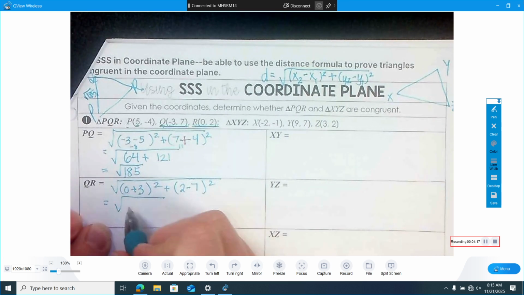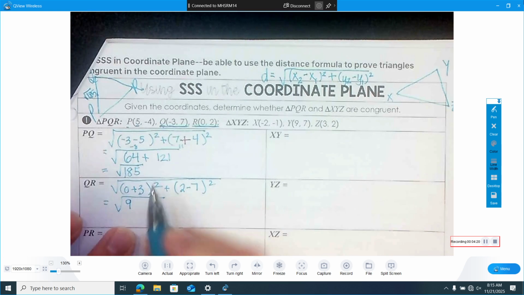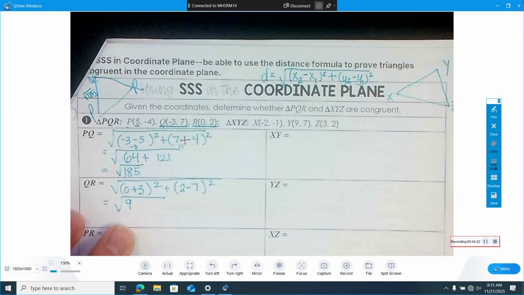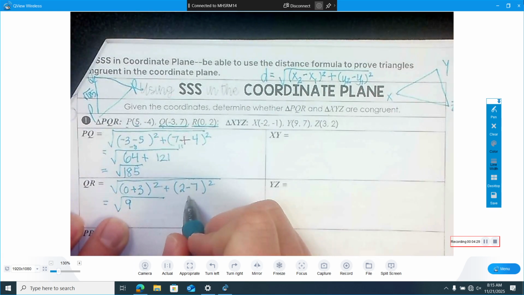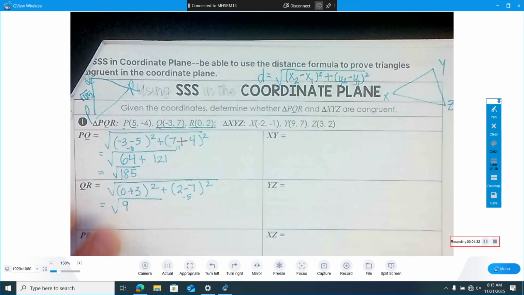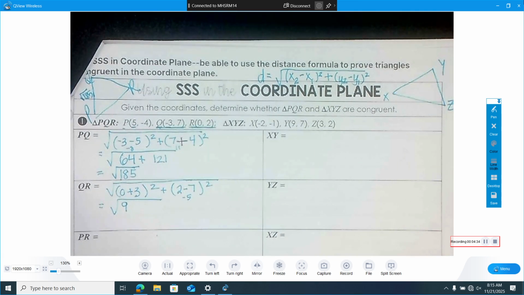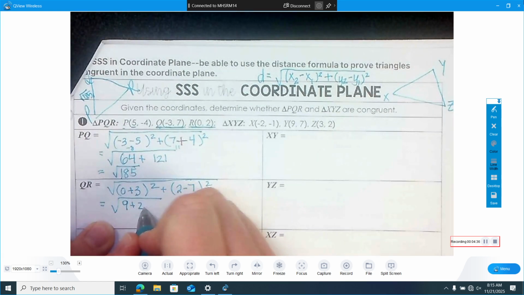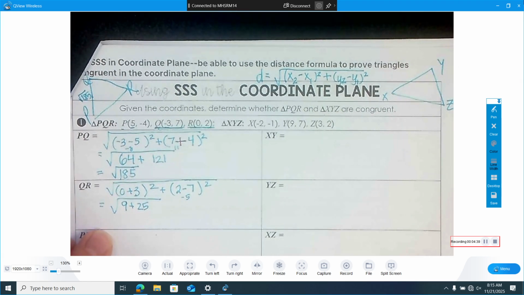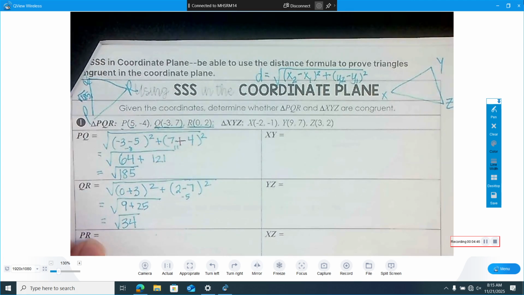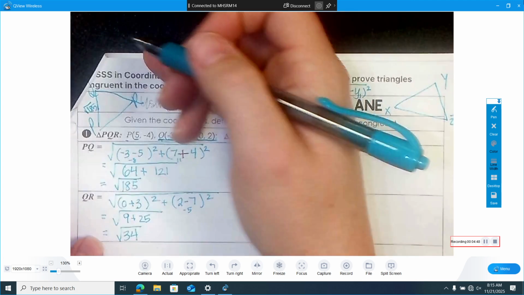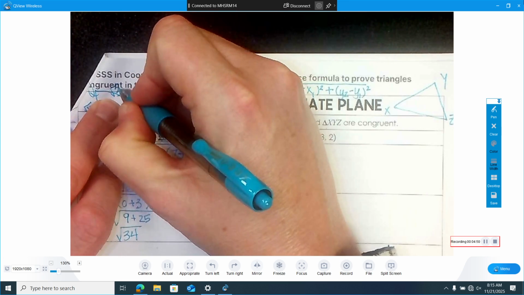3 squared is 9. It's too early. All right. 2 minus 7 is -5. And what is -5 quantity squared? Positive 25. Yes. So -5 times -5 is going to give us a positive 25, and then that is going to be 34 under a radical, so radical 34. So between Q and R, we get a length of radical 34.